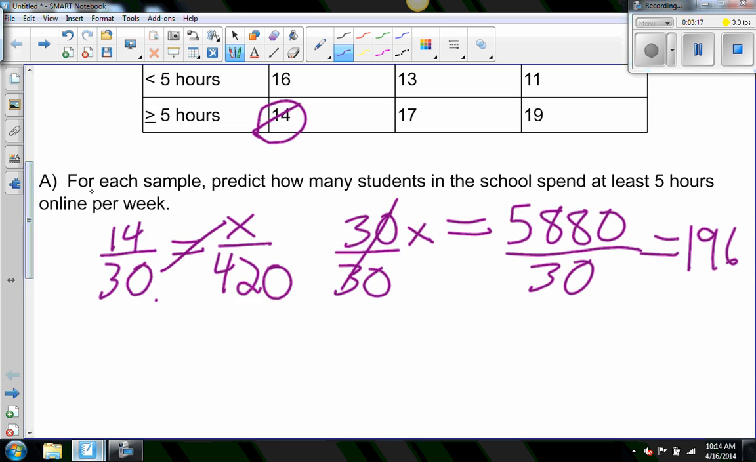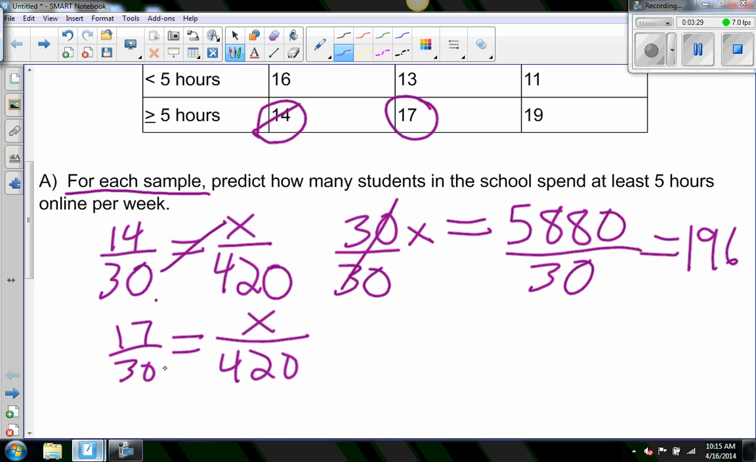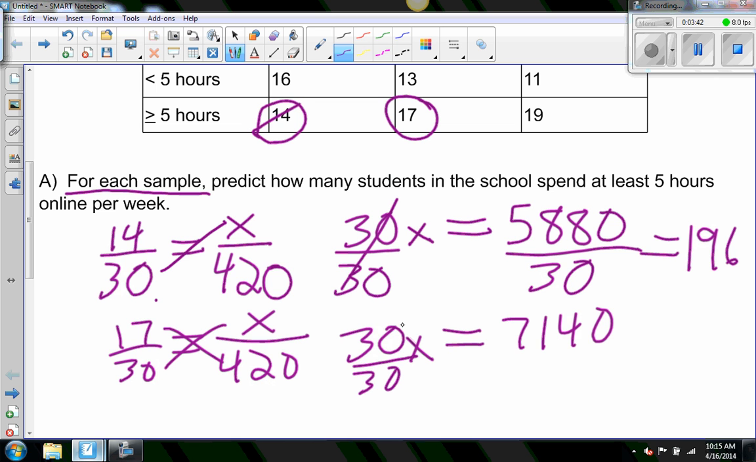Keep in mind here though that it said for each sample, so I need to do that again for sample 2. Sample 2, there are 17 out of 30. And again, your total is going to be 420 that you're trying to talk about. So you're going to follow the same steps. 30 times x, 420 times 17 is 7,140. And then you will divide that by 30.